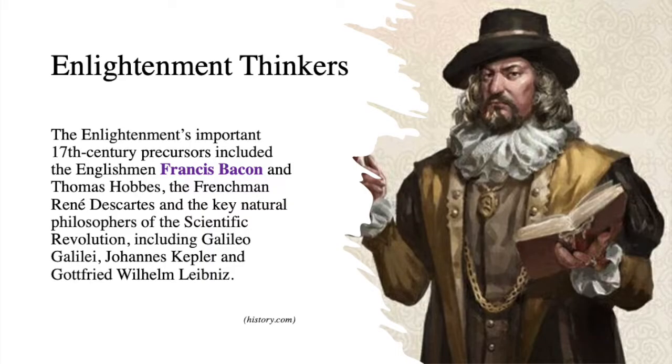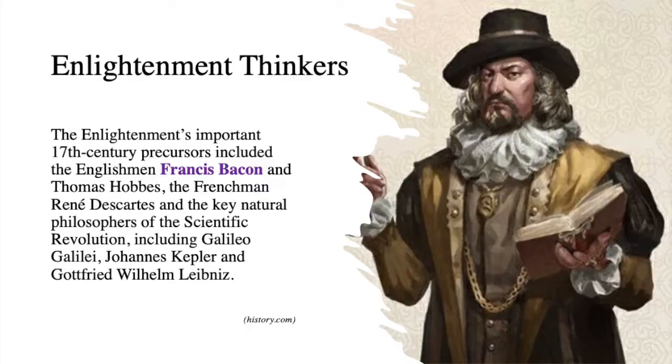The Enlightenment's important 17th century precursors included the Englishman Francis Bacon and Thomas Hobbes, the Frenchman René Descartes, which I'm sure you all are familiar with cogito ergo sum, or I think therefore I am. That's a very popular philosophical discussion that we will not have time to talk about because we want to focus on literature, but has contributed a lot in the exploration of philosophy and, of course, the value of reason or rationality.